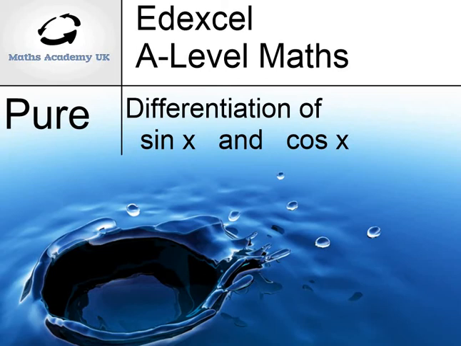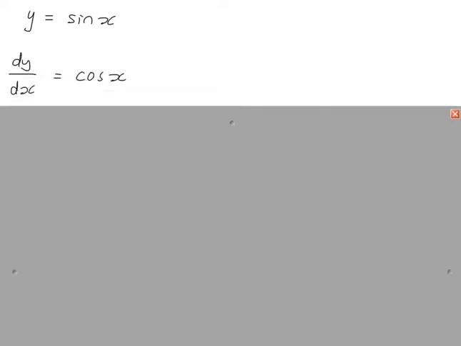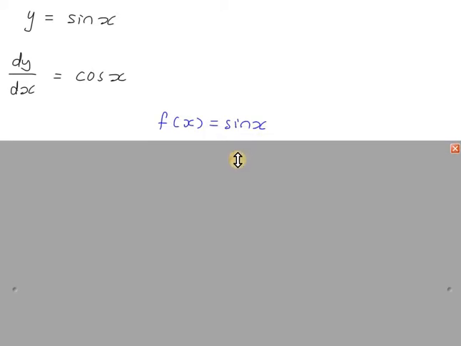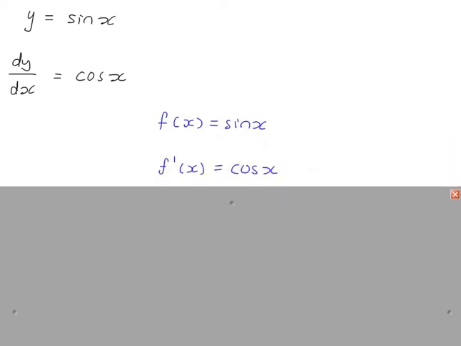Differentiation of sine x and cos x from first principles. So y equals sine x, so dy by dx, the correct notation, is cos x. So that's what you get when you differentiate sine. Pretty straightforward. In function notation, f dash x is equal to cos x.